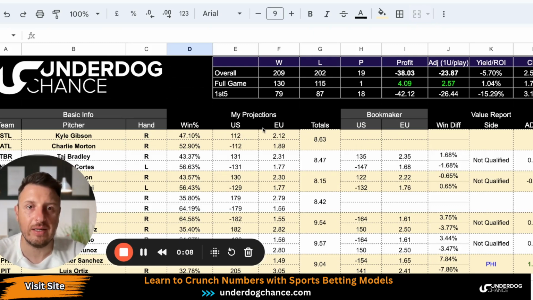July 20. Right now I'm sitting on 209 wins, 202 losses, still a losing season. Full game money lines are doing well. I'm still waiting for better results for first five innings. Last season, first five innings were killing. They were the best results. So right now we are going into the second half of the season.